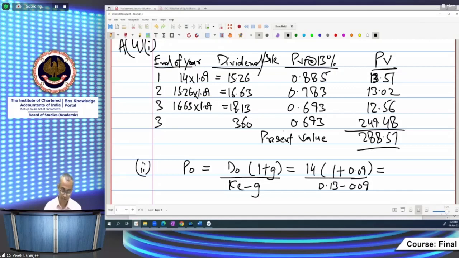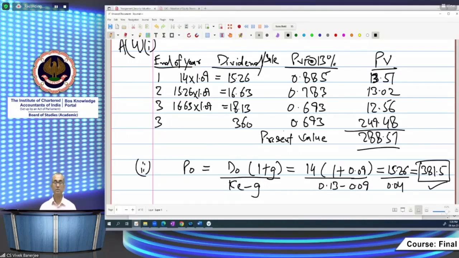Let us calculate it. 14 into 1 plus 0.9. 15.26 divided by 0.04. Yes, 15.26 divided by 0.04 gives 381.5. So this is the answer, which is actually coming: 381.5.